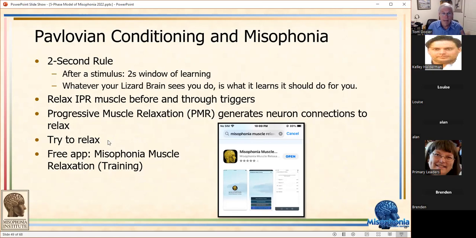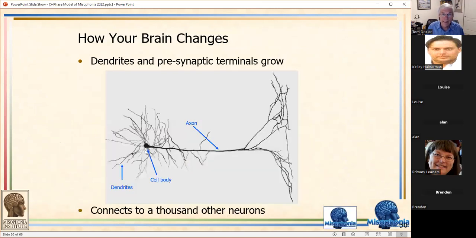So try to relax even if you haven't developed the skill, because doing a poor job of relaxing is better than doing a good job of tensing up. There's a free app, Misophonia Muscle Relaxation Training. Training is only on the Android label. Here it is. And what happens is that it allows the dendrites to grow and grow new connections. And one neuron in your brain is connected to maybe 1,000 other neurons. So it grows all of these great connections in the brain that let you relax on demand.